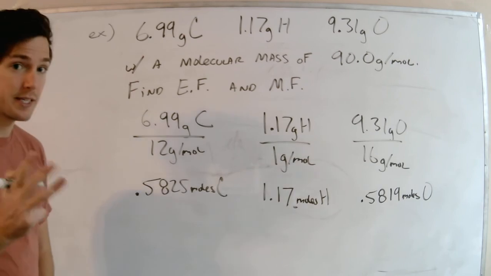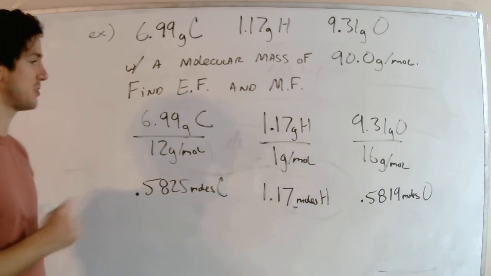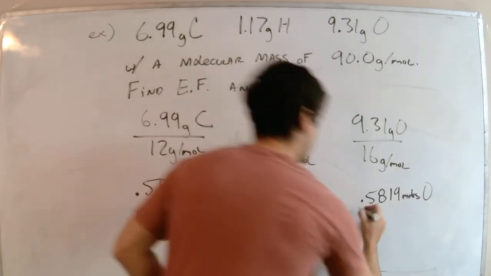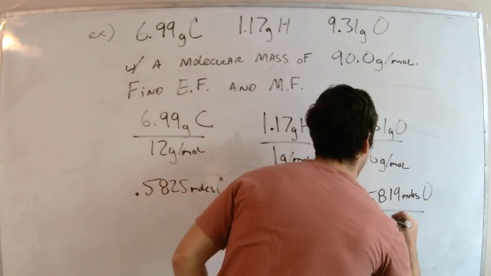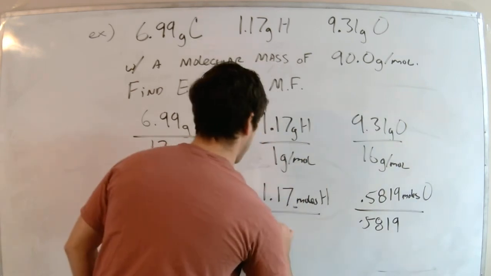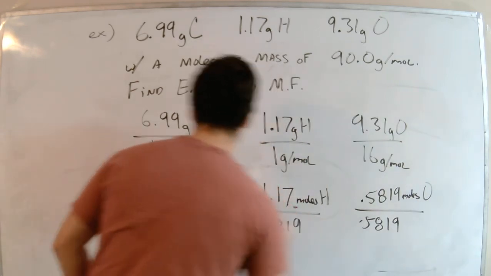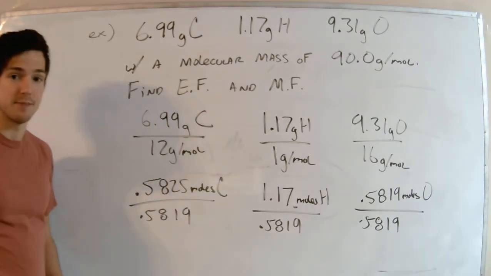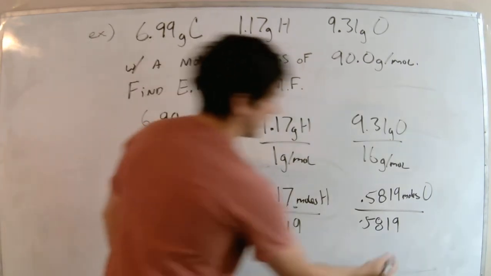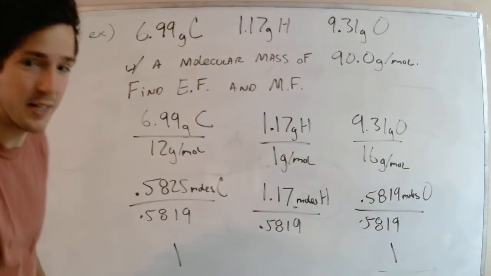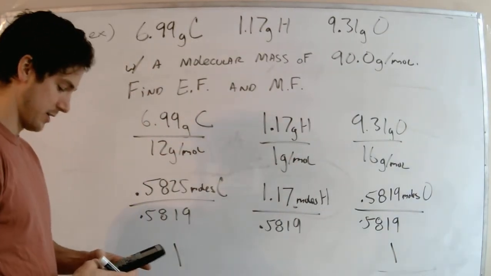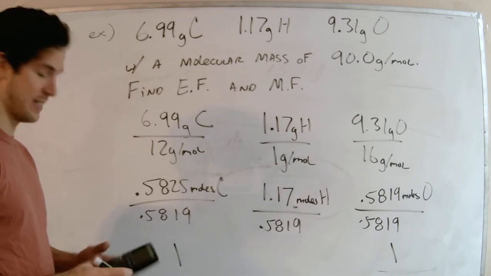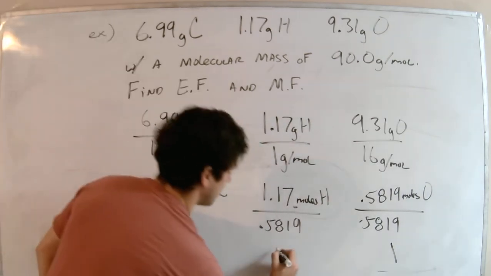And step 3, divide by the smallest amount of moles. Either one of these is pretty close, but we'll go with the actual smallest one, which is 0.5819. Divide by 0.5819. Divide by 0.5819. I can tell you that these two on both ends are going to be 1, but let me just double check. 1.17 divided by 0.5819. That's pretty close to 2.